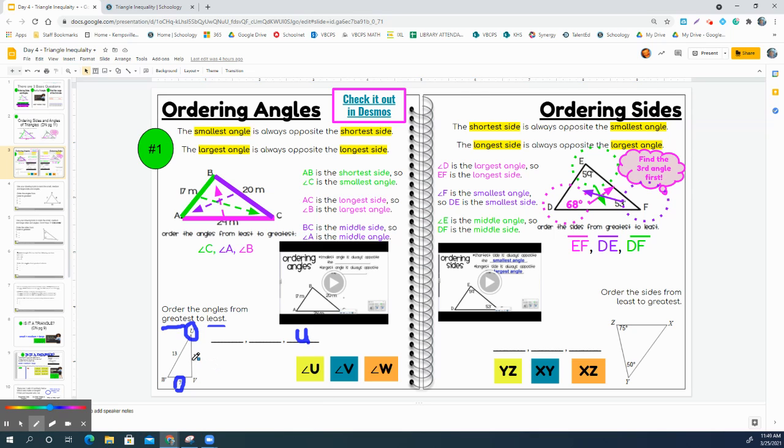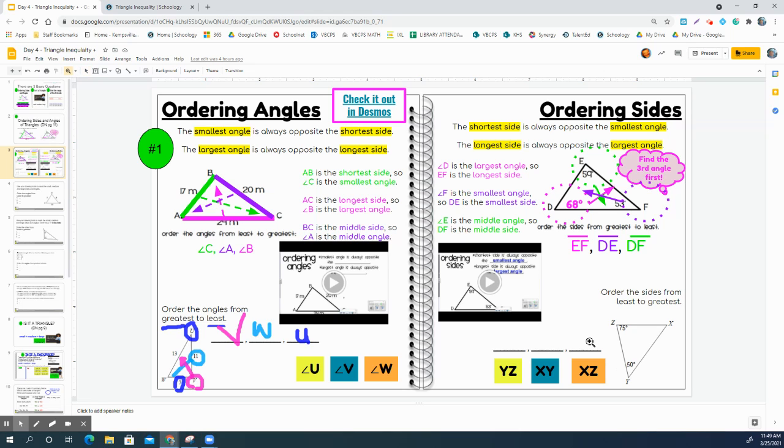Okay. The medium side is the 11. 11 is in the middle of 7 and 13, so W has to go in the middle. And then the last one, V, has to be the biggest corner because 13 is the biggest side. So that's V. Make sense?